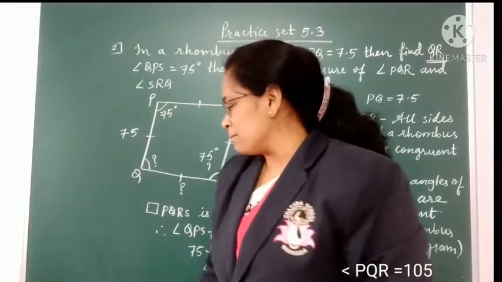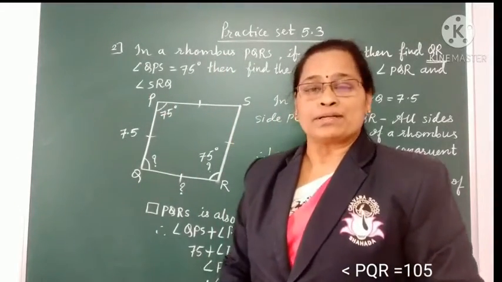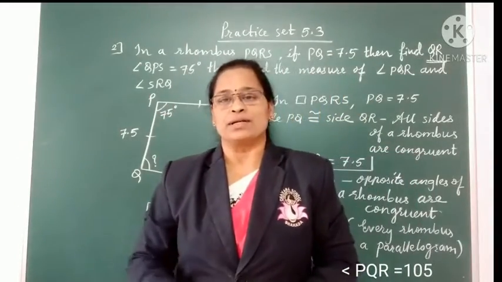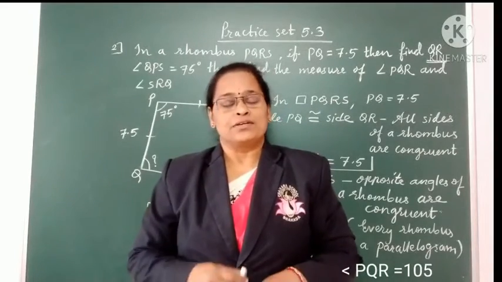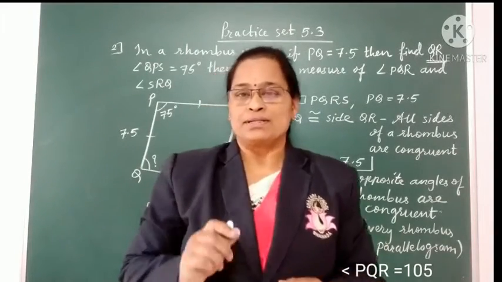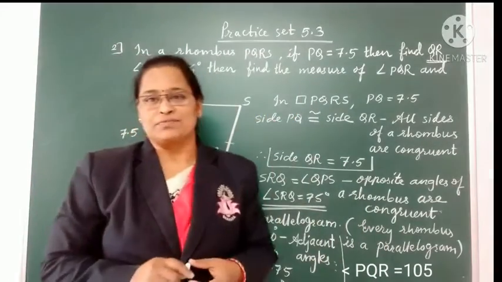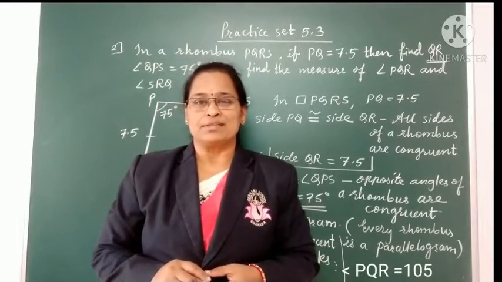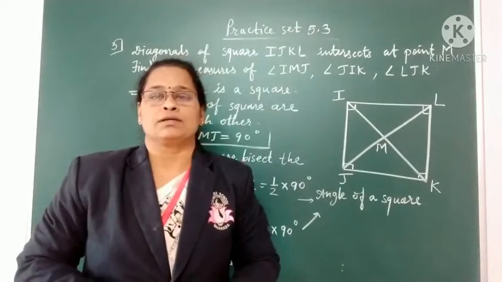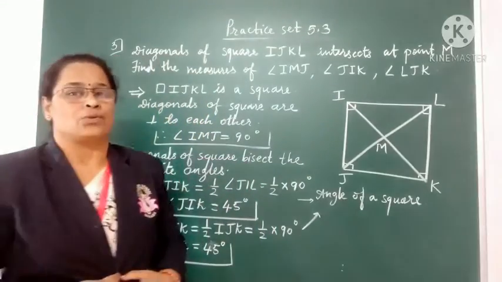It is so simple. If you know the properties of a particular type of quadrilateral, you can easily apply these properties and find whatever is asked. Aren't they very simple examples? Yes. Let's have one example related to the square.